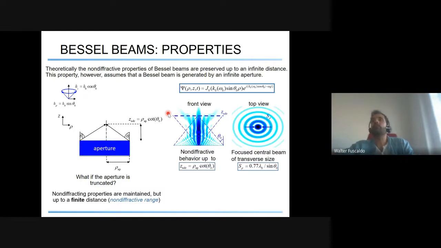of theta naught. Another interesting feature of Bessel beams is that they have a focused central beam, and the transverse size of the beam is also directly related to the axicon angle through this expression. If one has a look at these two different expressions, a trade-off immediately pops up. That is that as long as the axicon angle decreases, the Bessel beam can achieve farther distances, but at the expense of the transverse size that will increase as well.